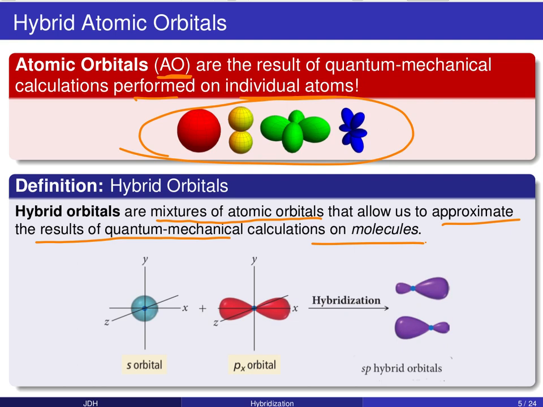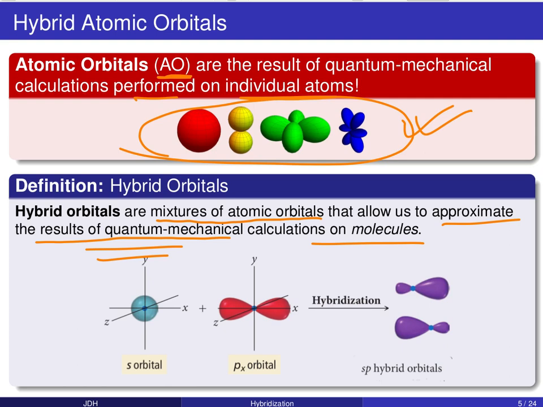So what we're doing here is we're approximating quantum mechanical results. These are not quantum mechanical results in and of themselves. We're using quantum mechanical results on atoms to approximate the results on molecules. Okay, that's what a hybrid orbital is.